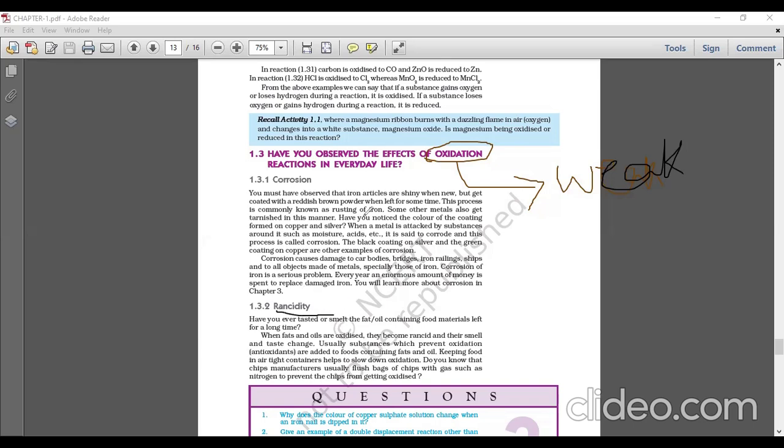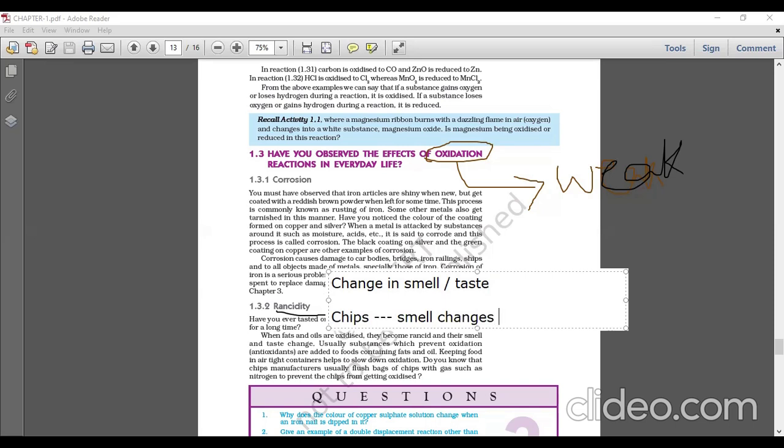Next, what about rancidity? Rancidity means change in smell or taste. When can we see a change in smell and taste? Suppose any oily item, let us take chips. If you take chips or kurkure and expose it to open air, what happens? The smell changes and the taste also changes. That is called rancidity.